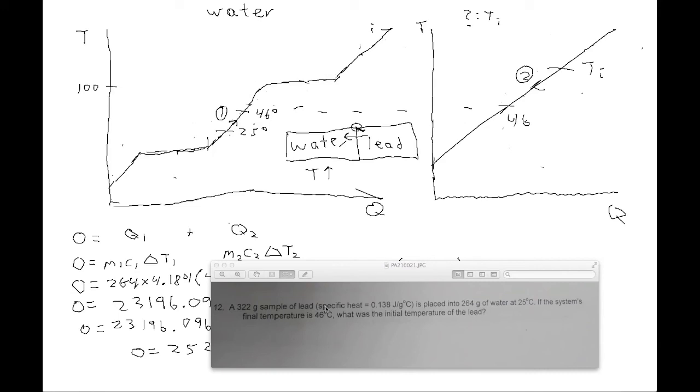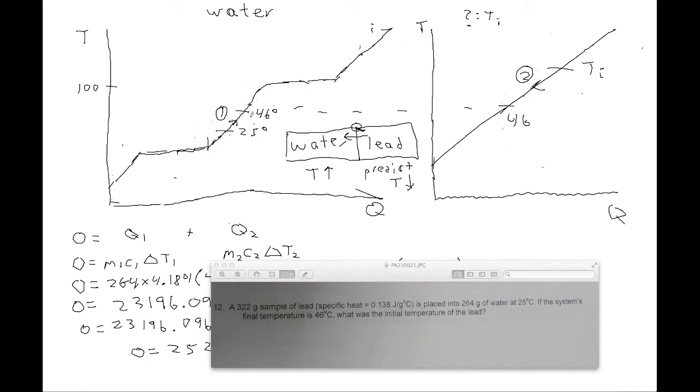Remember, we assume that these problems are insulated from the environment. So if one substance gains heat, it must come from the other substance. So we know that the lead must be releasing heat. So what would we predict is happening to the lead's temperature? It's decreasing. Which means that we predict that it started above 46. So I think those were ideas that weren't really quite clear to you when you were first doing the problem.